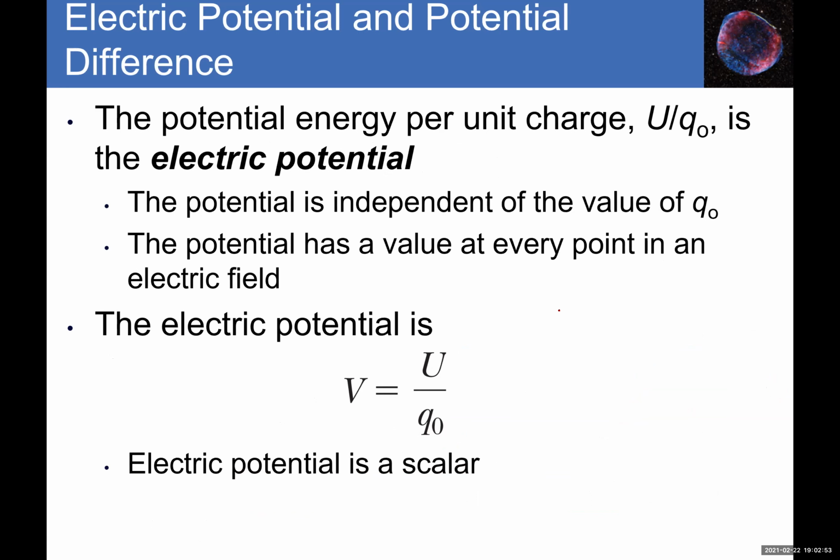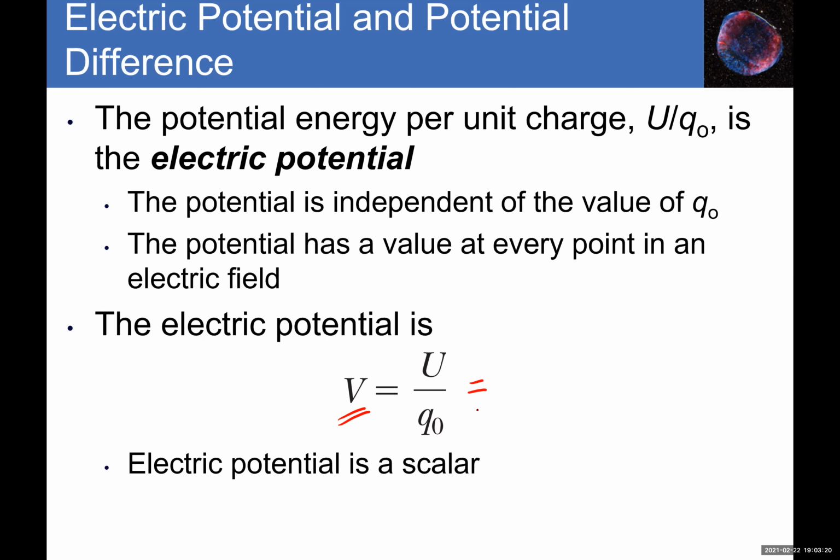Now, there's one important quantity as well that we're going to look at, and that's electric potential, which is not the potential energy, but it's the potential energy per unit test charge. And we use V for that. That's the symbol for potential. And you can see it's potential energy divided by the test charge.